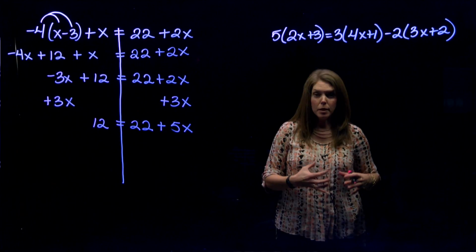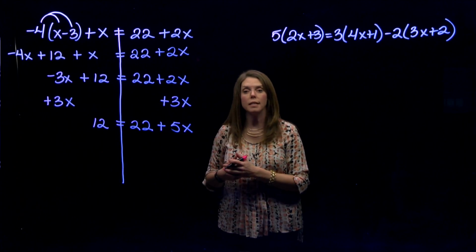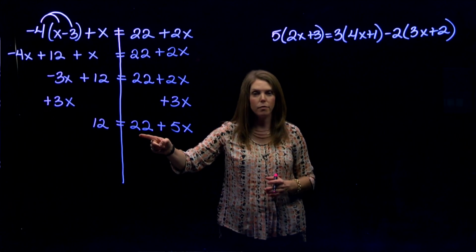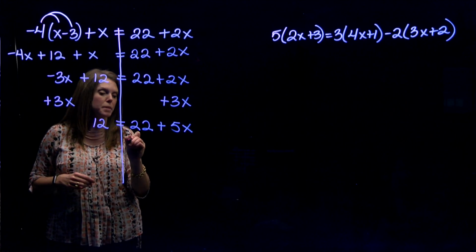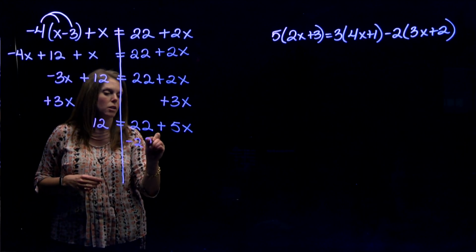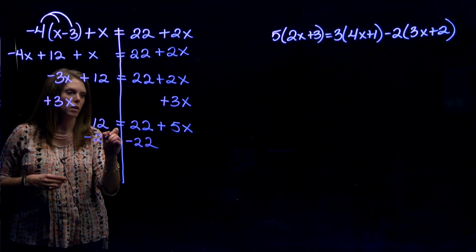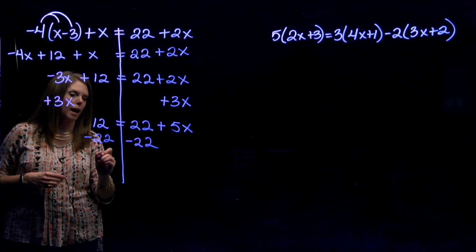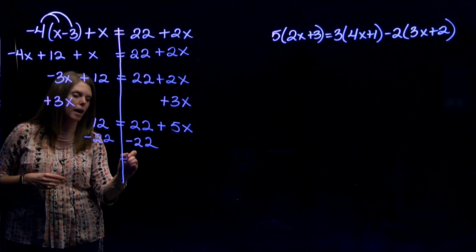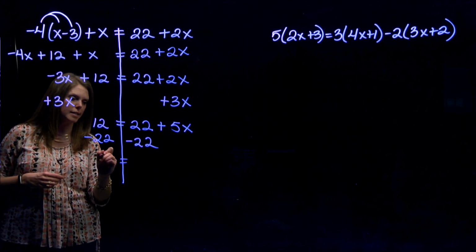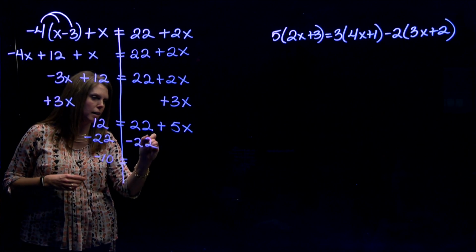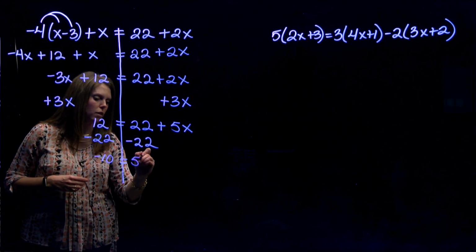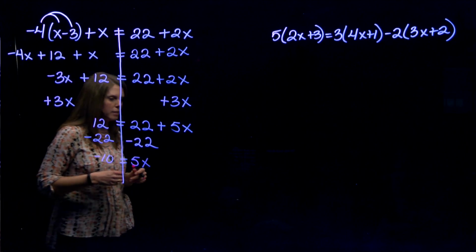I've got my x's on one side. Now I'm going to move the constants to the other. It's a positive 22. So to move that, I'm going to do the opposite, which is subtract 22 from both sides. And then what I have here on the left-hand side is a negative 10, because 12 minus 22 is negative 10, and a positive 5x on the right.